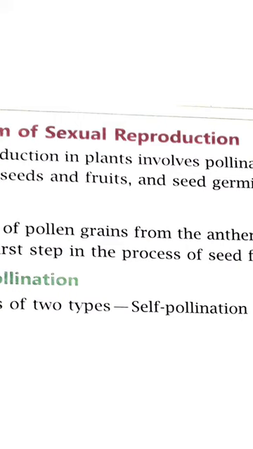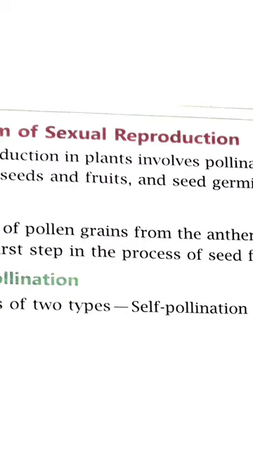Now, types of pollination. Pollination is of two types: self pollination and cross pollination. Let us see how we can define self and cross pollination. When pollination takes place within the same flower, or between two flowers on the same plant, that is known as self pollination.